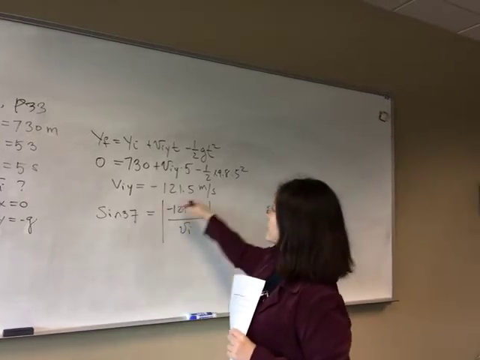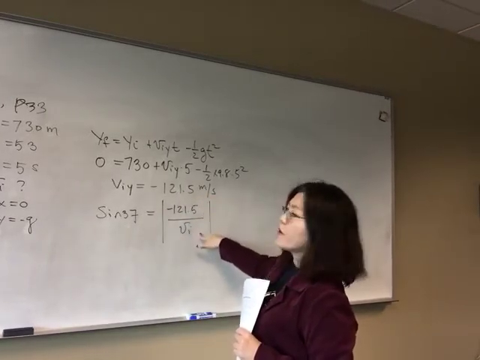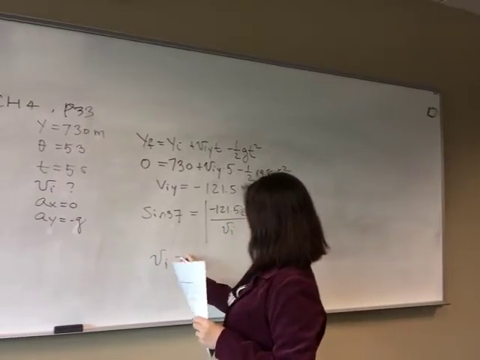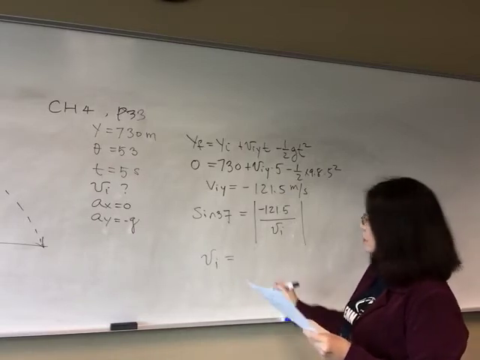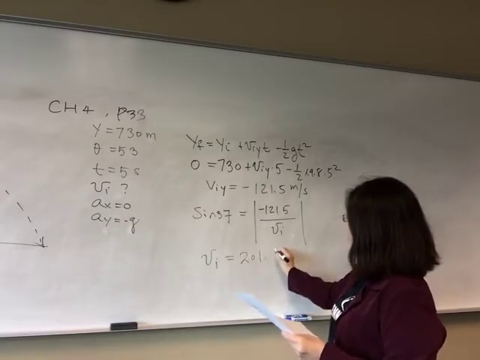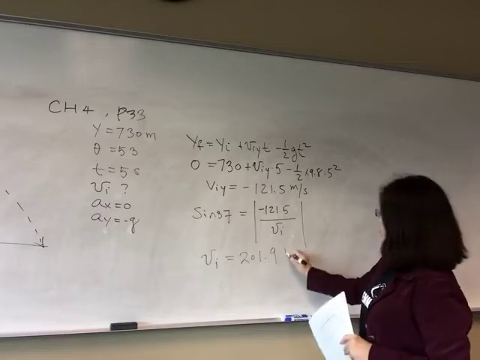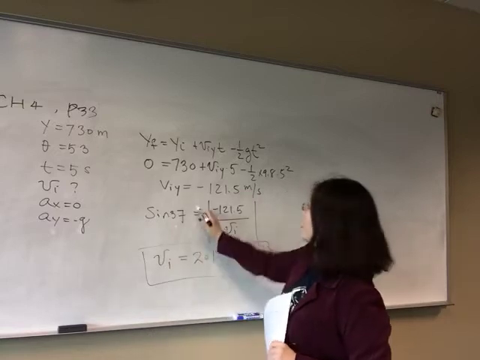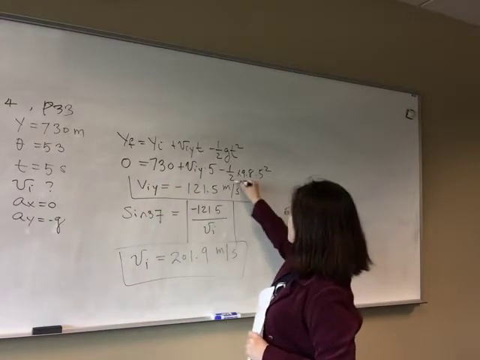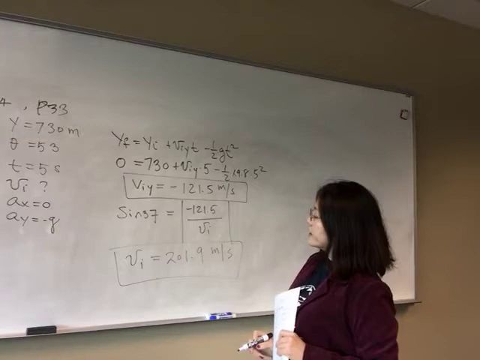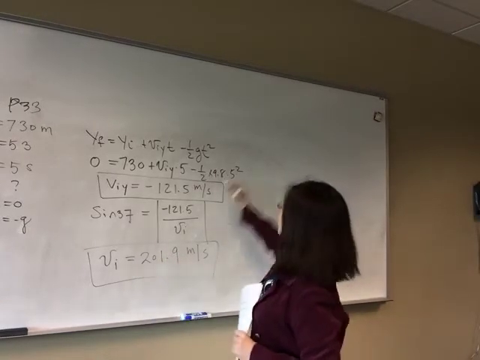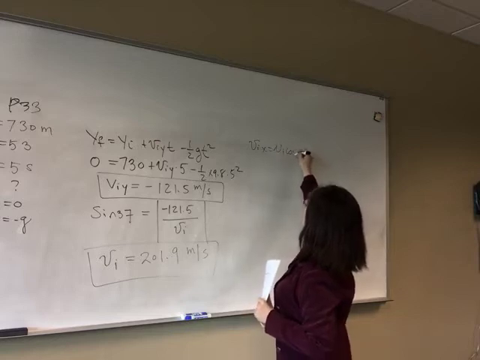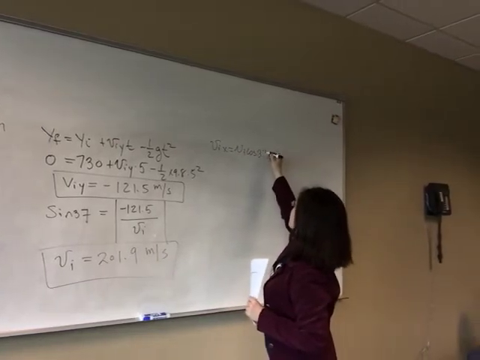So sine theta is basically equal to the opposite value over the hypotenuse. After you work out this Vi, you should calculate a value that is equal to 201.9 meters per second. So this is the initial velocity, and that's a total value. You already have the vertical value, so we need to figure out what the x component is as well. The x component is just Vi times cosine 37, okay?